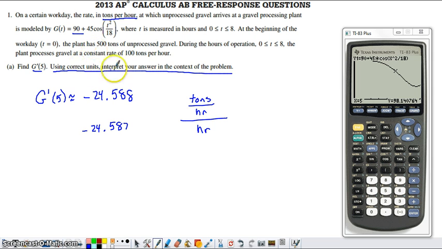And so using correct units, interpret your answer within the context of the problem. I'm not going to write all this out, but I will go ahead and try to state this verbally. We have the units here, tons per hour per hour, or tons per hour squared, if you wanted to write those units as if they were units of acceleration. This is basically the rate at which a rate is changing. So what we could say is the rate at which gravel arrives at the plant is decreasing at 24.587 tons per hour squared at the t-value of 5. We'll do the other pieces in other videos.